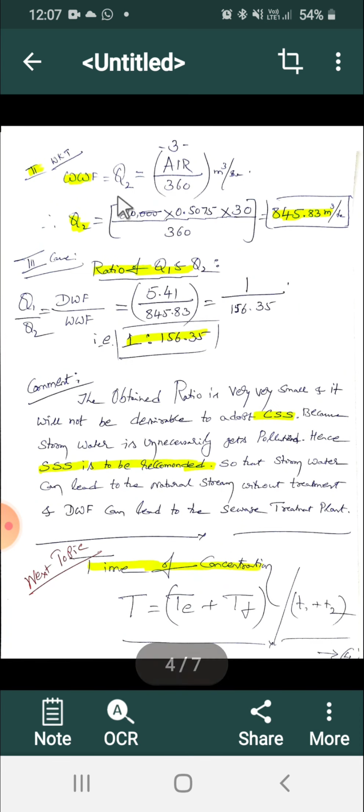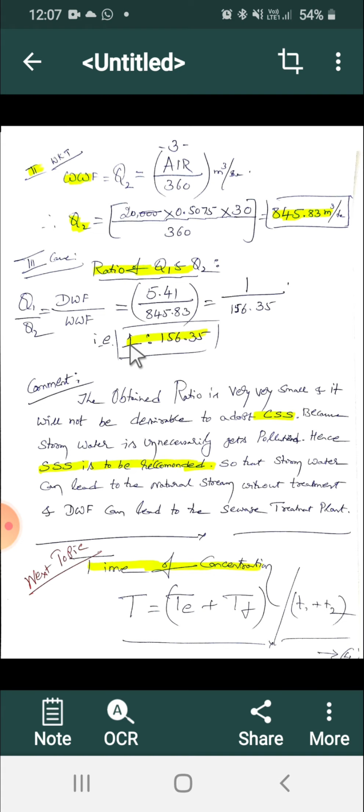Next is WWF. See, in WWF, what is Q2? Say Q1 you have determined, Q2 we want. AIR divided by 360. Now all the parameters are known. Just substitute those values and we'll get this answer. Here infiltration and exfiltration do not come in.